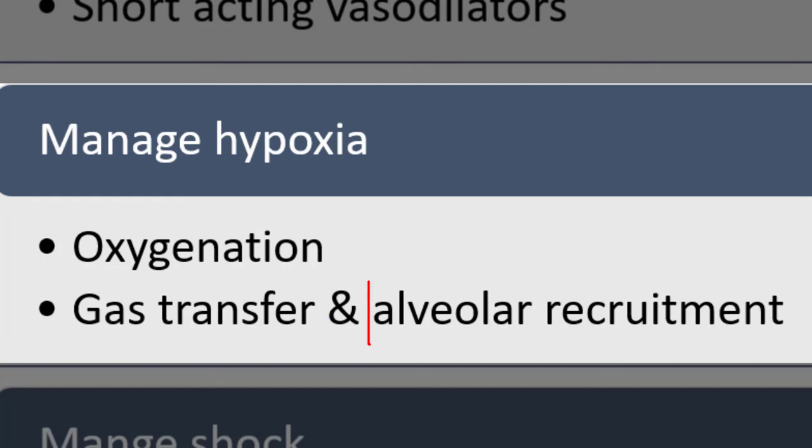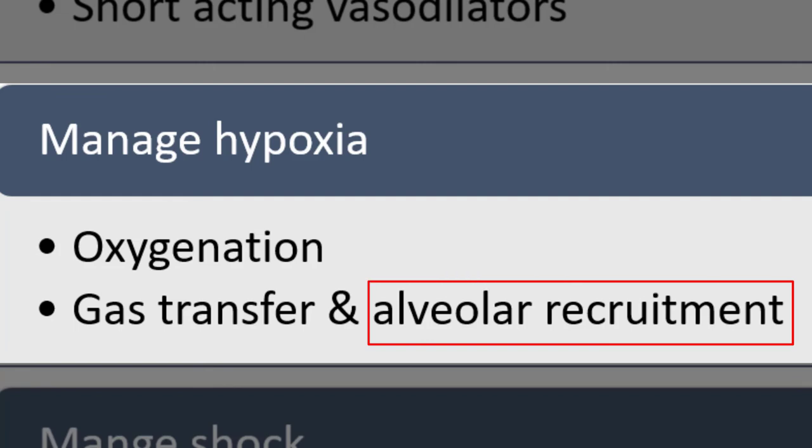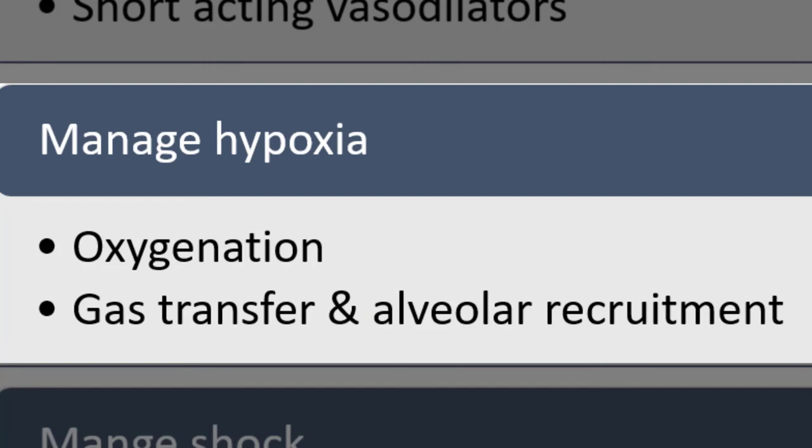Our third strategy is to recruit more alveoli to participate in gas exchange for a longer period of time. Step 3 is normally done at the same time as step 2. So in the case of the bag mask device, we're going to attach a PEEP valve. PEEP valves are a spring-loaded device that the patient exhales against.